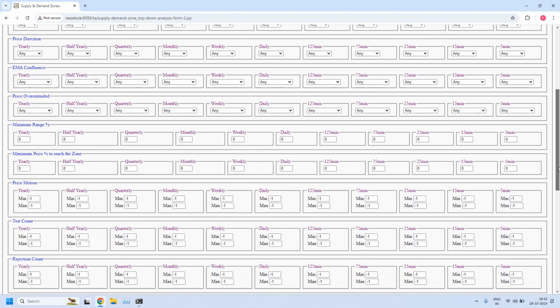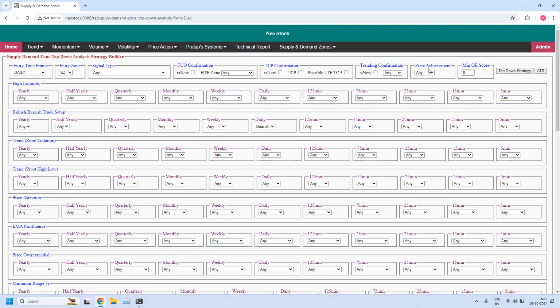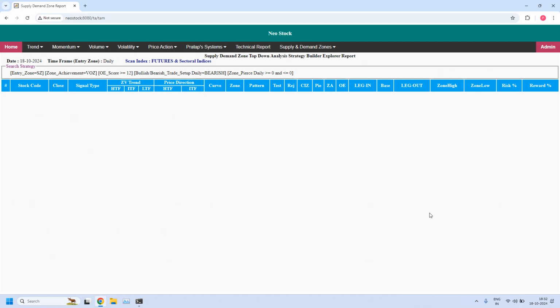So that's why in the pierced count at daily time frame, I am setting minimum value to 0, maximum value to 0. That means the zone is not pierced. Zone achievement is violated opposing zone. Minimum odd enhanced score 12. And all the 3 filters are applied to the daily supply zone. Let's filter. So currently there are no stocks supporting bearish trade setup for monthly income trade with the selected 3 filters.